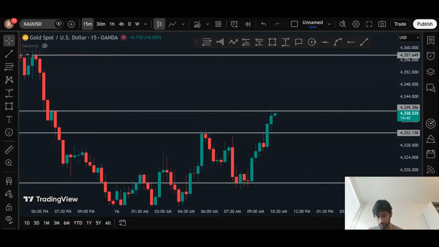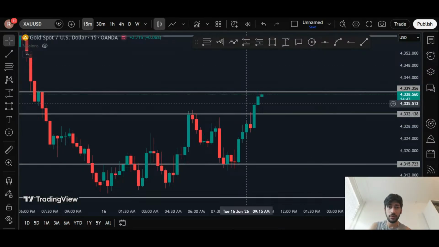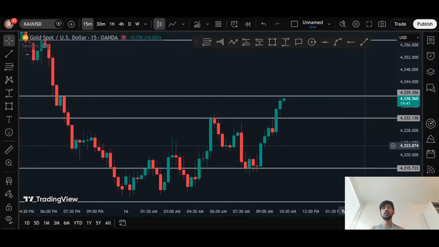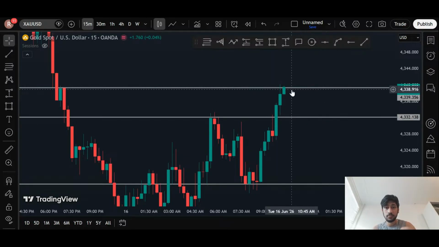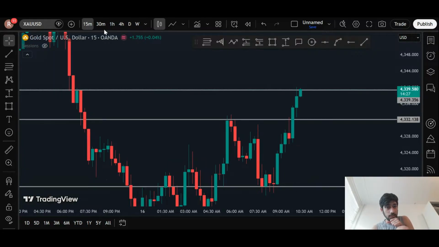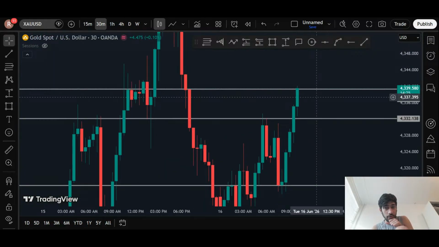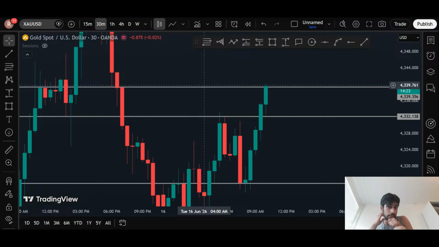I just closed the position right over here because when I am not confident in certain moves to play out, I just close. Ideally I wanted this 15 minute to close above, but it just didn't close above, so I had to close all right over there. It's fine. We get opportunities.